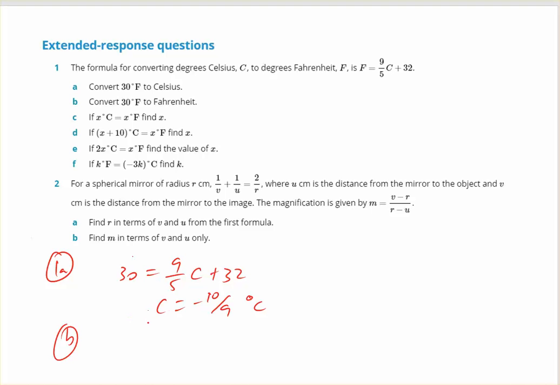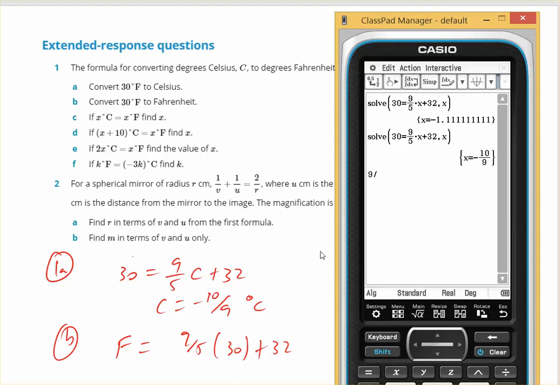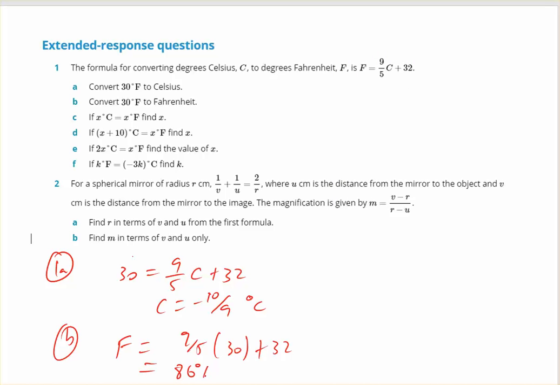For B, I have converts 30 degrees Fahrenheit to Fahrenheit. Okay, B doesn't really make sense. We know 30 degrees Fahrenheit is in Fahrenheit, unless the question actually means 30 degrees Celsius to Fahrenheit. In that case, it'll be F equals 9 on 5 times 30 plus 32, and you can work that on a calculator. 9 divided by 5, 30 plus 32, 86. So 86 degrees Fahrenheit. That's obviously assuming that the question was written wrongly.